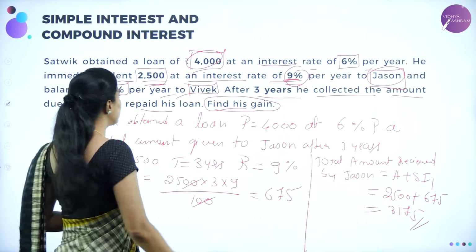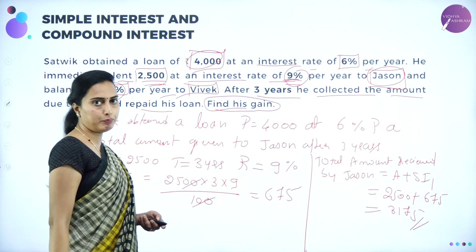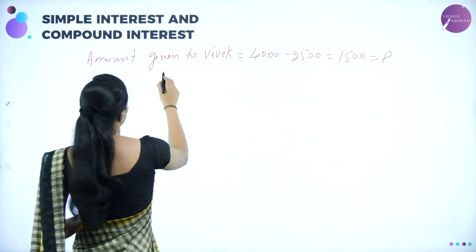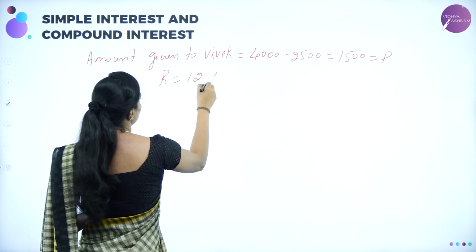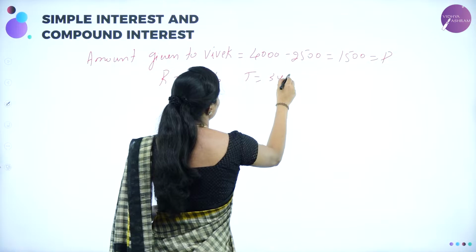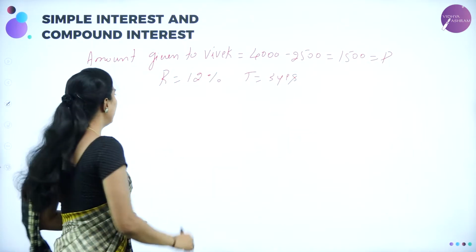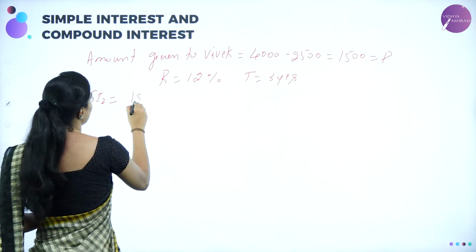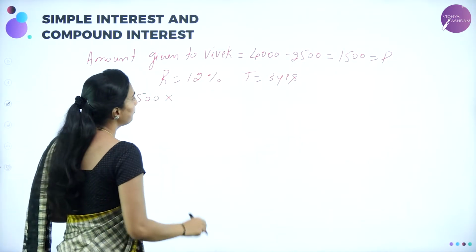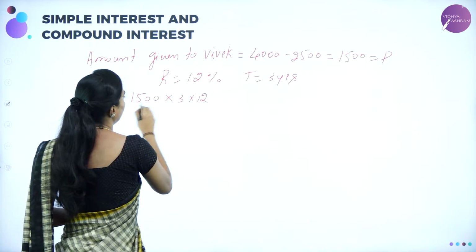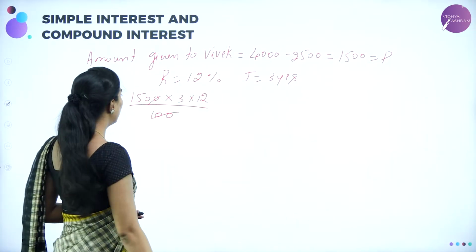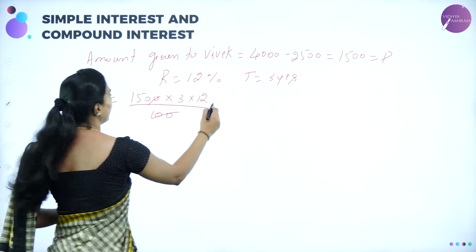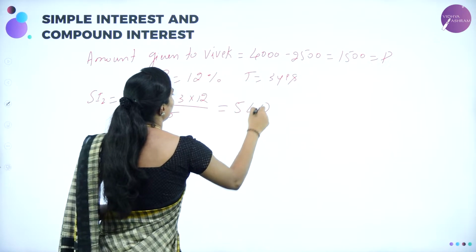At what rate of interest? At a rate of interest of 12%. And T is equal to 3 years. So let me calculate simple interest 2 for this one, which is PTR divided by 100, that is 1,500 into T is 3 into 12 divided by 100. Those will go, therefore 15 into 3 into 12. Now the answer will be equal to 540.